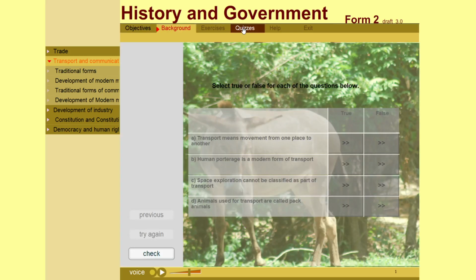The exercise provided will help you remember what we learned in the previous lesson. Indicate true or false on the following statements.